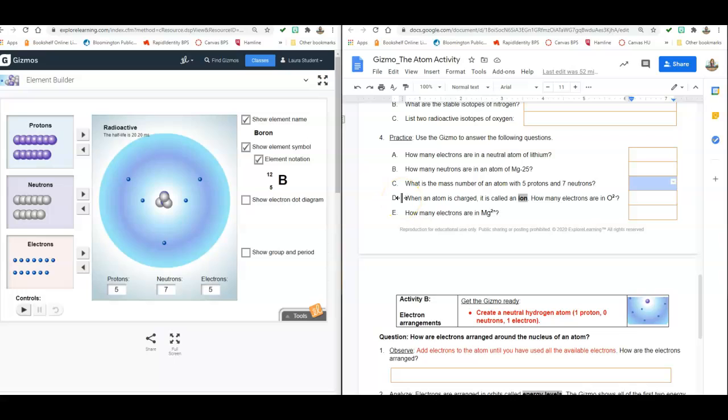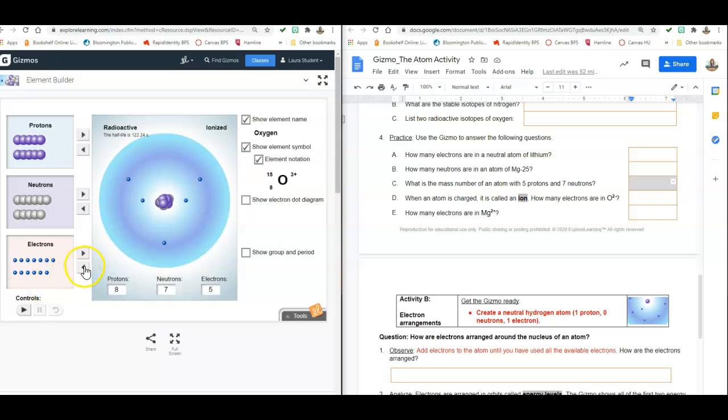4D. When an atom is charged, it is called an ion. How many electrons are in oxygen 2-? So we call this an oxygen ion. Well, let's go to oxygen. There it is. And now it says 3+. We want it to say 2-.